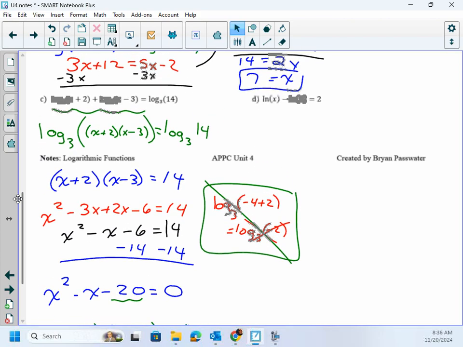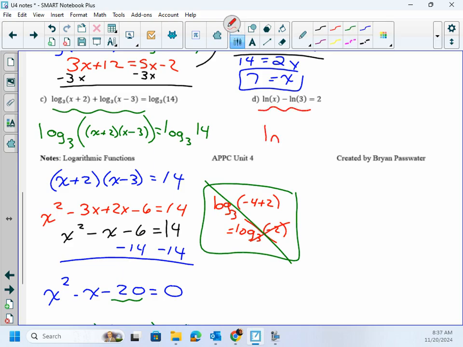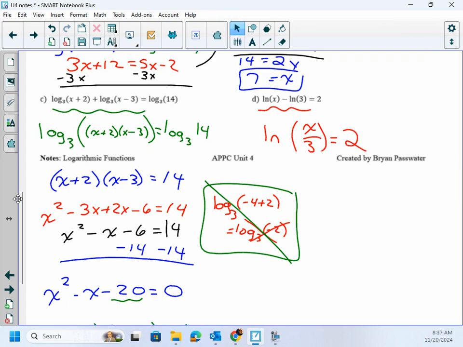For letter D, natural log of x minus natural log of 3 equals 2. Again, the left-hand side was nice, because the left-hand side is subtraction of logs, so I can make a division. The right-hand side is not a log. Because the right-hand side is not a log, you cannot just drop the log. You have to change forms. So we're going to change from log form to exponential form. So this becomes base e. So e to the second equals x over 3.